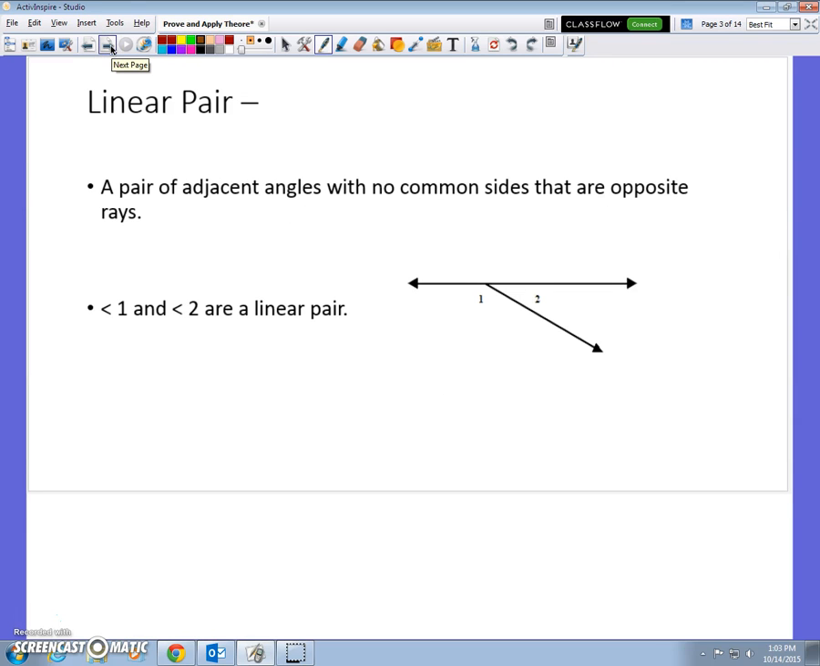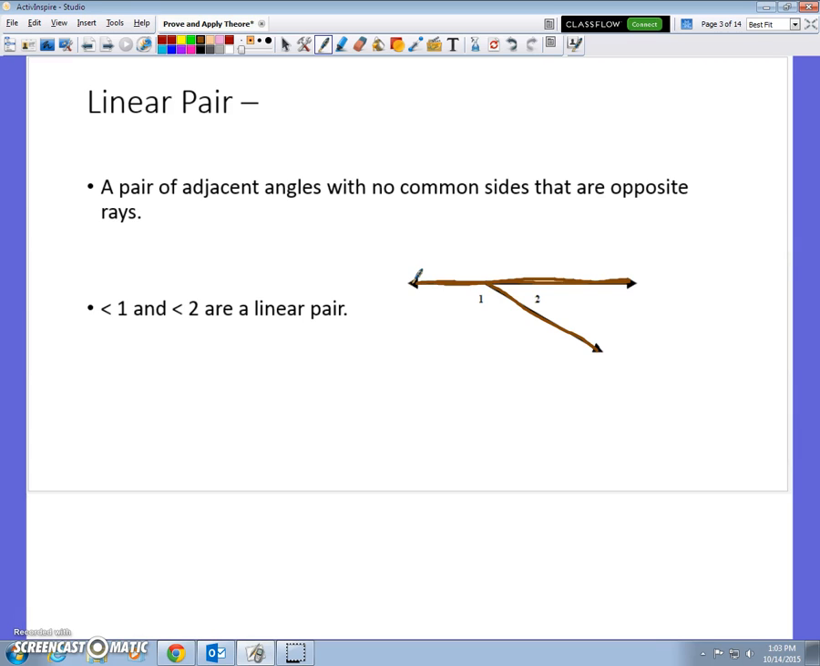Okay, a linear pair. We ran across this word when we were doing some truth table stuff, maybe conditionals or if-then statements. I'm not sure which one it was, but we had to look up what a linear pair was. A linear pair is adjacent angles with no common sides that are opposite rays. That sounds really tricky, but basically it's two angles that together make a straight line. You see how together they make a straight line right there? So angle 1 and angle 2 would be a linear pair. It's a pair of angles whose rays make a line. That's basically what it is.